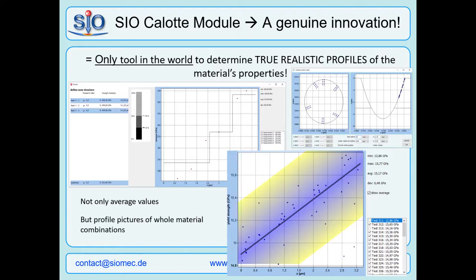The Calotte module is the only tool in the world with which you can determine a true realistic profile of the material's properties instead of only taking average values. Thus, you will get profile pictures of the different properties such as Young's modulus, yield strengths, and residual stresses of whole material combinations like coated surfaces, treated surfaces, laminates, and all kinds of inhomogeneous structures.